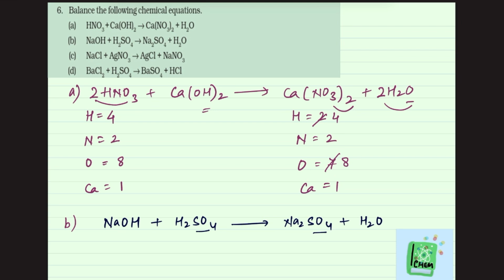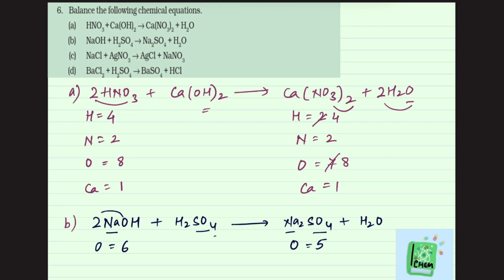Now comparing the number of sodium atoms, on the reactant side it is 1, on product side it is 2. So multiply the formula for NaOH by 2. So put the coefficient 2. So now the number of sodium atoms on the reactant and product side is same, that is 2. Number of oxygen atoms on the reactant side: 2 in NaOH and 4 in H2SO4. So total 6 oxygen atoms. Number of oxygen atoms on the product side: 4 from sulfate and 1 from water. So total number of oxygen atoms is 5.